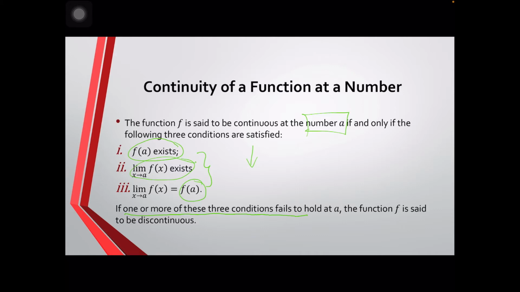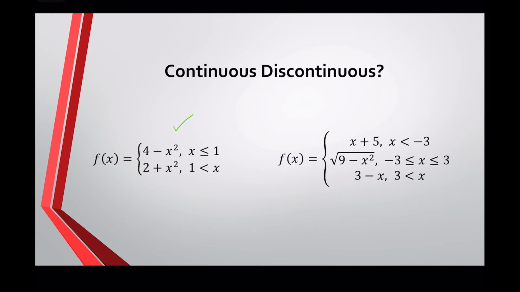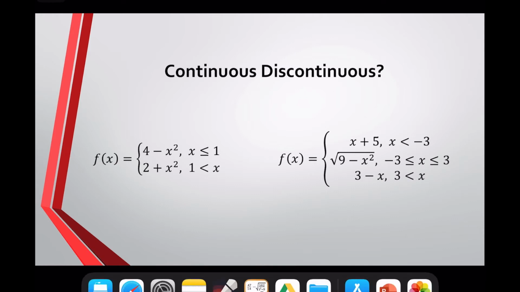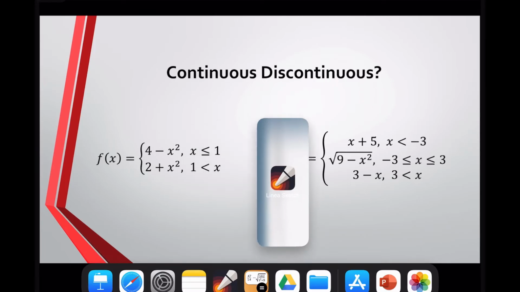So to picture this out, let's have these two examples right here. Say we have f of x to be equal to this piecewise function, 4 minus x squared if x would be less than or equal to 1, and we have 2 plus x squared if x would be greater than 1. So in here, our a in this given would be 1. So let's check that. Now, let's get some sheets to have more space in answering this.